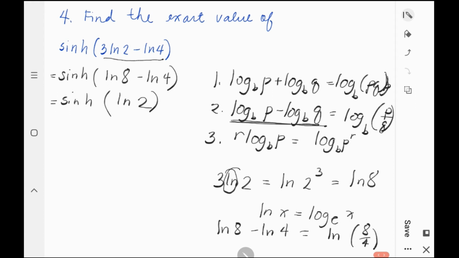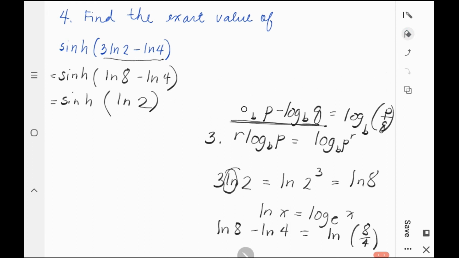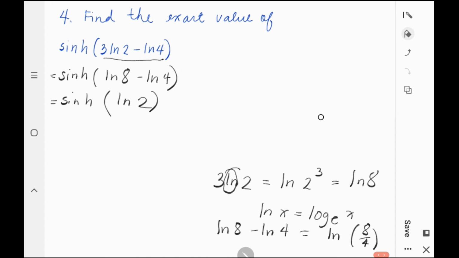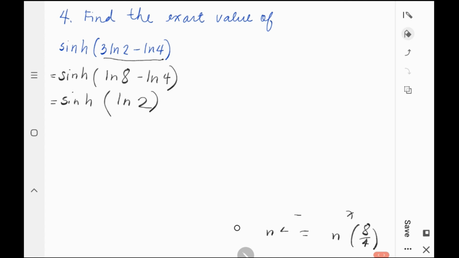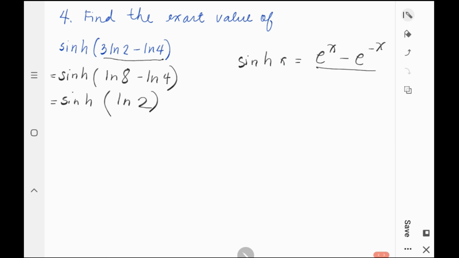Now, let's recall the definition of the hyperbolic sine of x. Okay, before that, what have we done? We actually expressed the argument of hyperbolic sine in terms of a single logarithm. Okay, so we just simplified it. Again, how do we define hyperbolic sine of x? This is equal to e raised to x minus e raised to negative x all over 2.